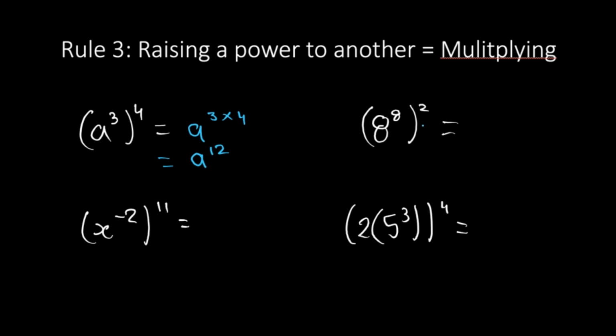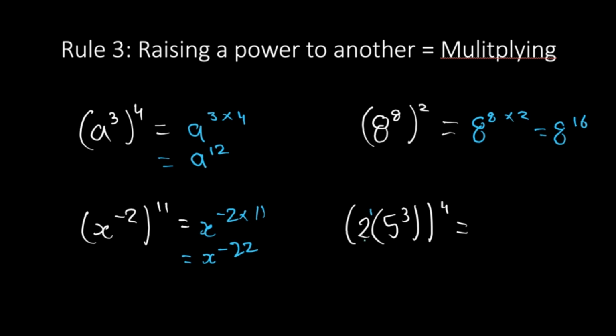Same in this situation, a to the power of 8, and then that is to the power of 2, so you just multiply by 2, which will give you a to the power of 16. X to the power of minus 2 all to the power of 11. You just do simple multiplication, so x to the power of minus 2 times 11, which is x to the power of minus 22. It might look a bit complicated, but it's really simple.